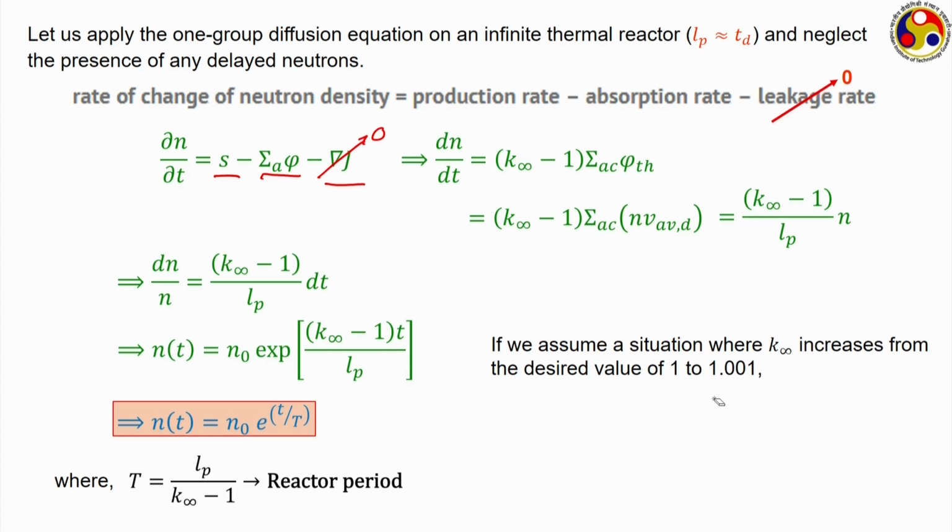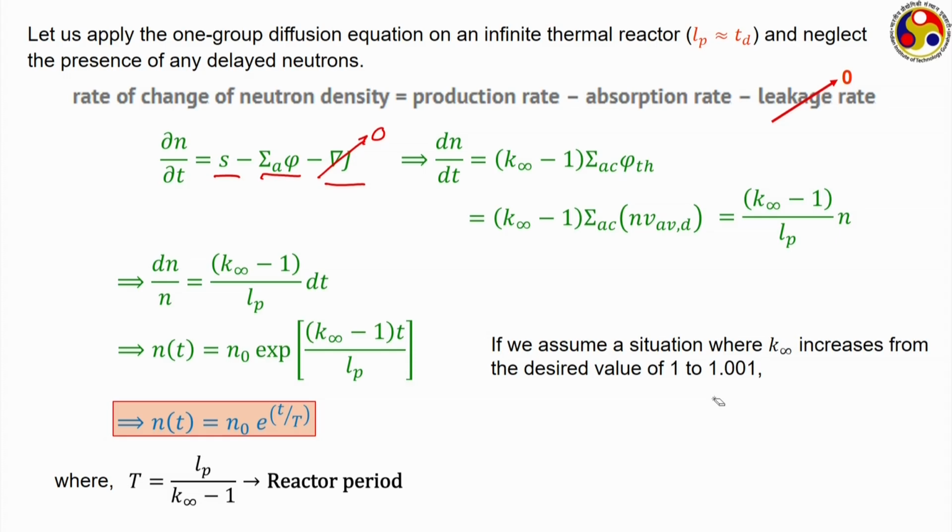Now, let us assume another test case, where we consider a reactor which is initially operating as a critical one, that is, the effective multiplication factor is 1, but because of certain disturbances it has increased by a very small fraction of 0.1% and has become 1.001. If we put this number into this expression, firstly we have to calculate capital T.